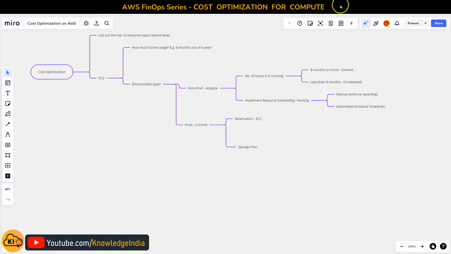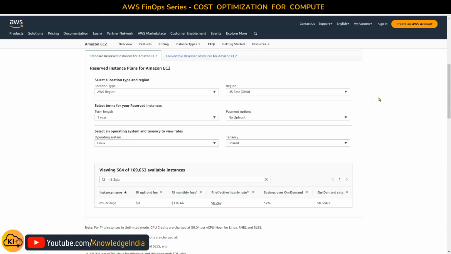All right. So I just opened the reserved instances pricing for you, and within reserved instances you have broadly two types. One is standard reserved instance, and then you have convertible. The major difference is that with standard you cannot change the instance type or family, whereas in convertible you can change the family of the instance as well. So you have that flexibility.